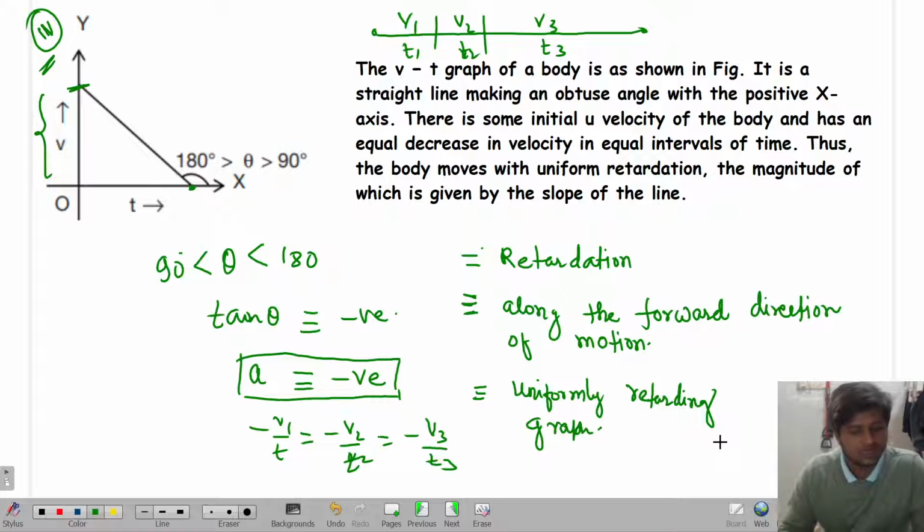Yes or no? Are you able to understand this or not? Tell me, any kind of doubt, everyone? No problem, understood, sir. So this is a kind of uniformly retarding graph, meaning retardation is going to happen in a uniform way. The velocity in the graph will be decreasing at a uniform rate.